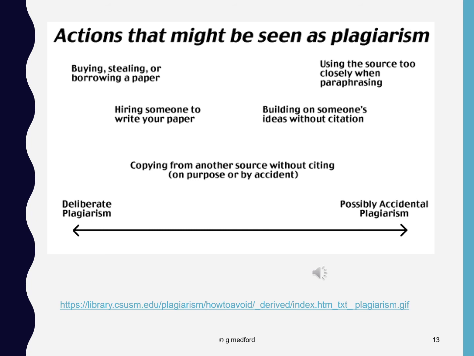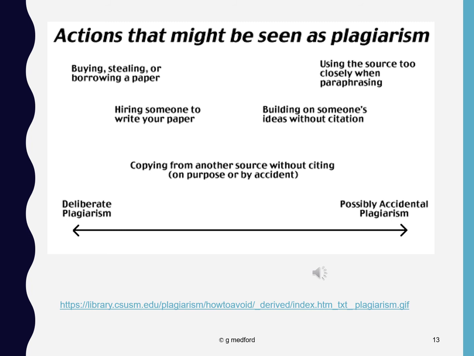While on the right, we see actions regarded as possibly accidental plagiarism. So using a source too closely when paraphrasing, building on someone's ideas without citation, these things may be regarded as possibly accidental plagiarism. If you look at the bottom of the screen, you're going to see a hyperlink, which would be the source of this image.